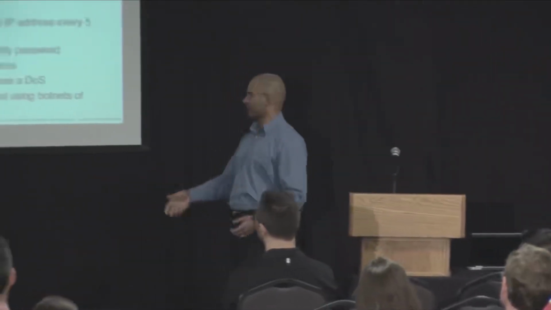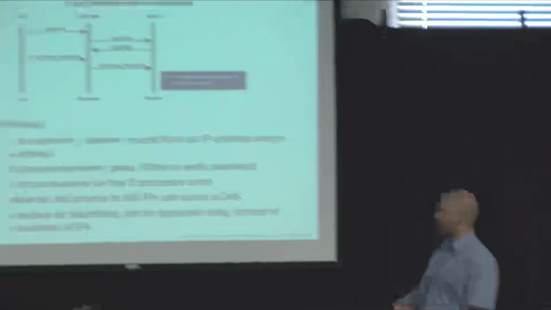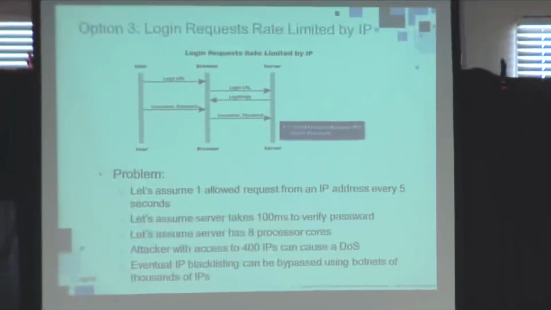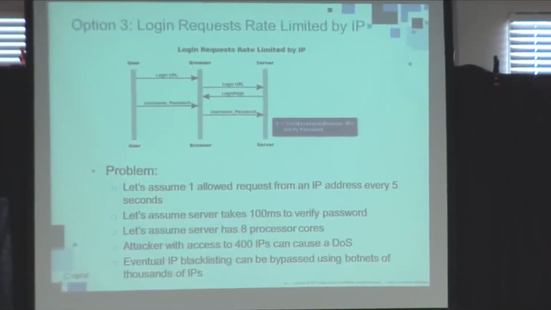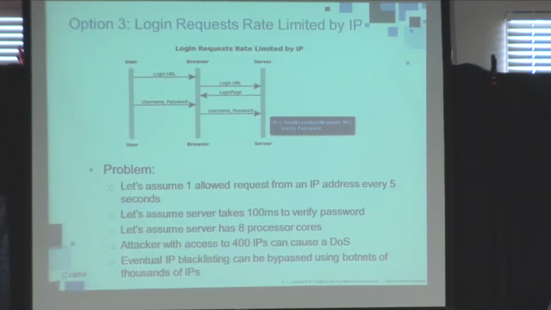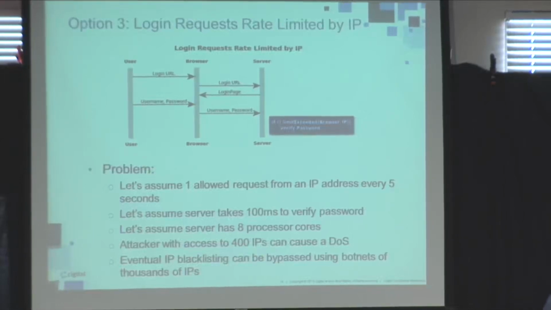Exactly. So, and you don't need a huge botnet. I know that I'm fudging some of the numbers here, but let's just go with it for now. So let's assume you allow one request from an IP address every 5 seconds, which is actually a pretty slow rate. Let's say our server takes 100 milliseconds to verify the password because, well, it's a slow operation. And if the server has 8 cores, an attacker with access to 400 IPs can cause a denial of service. I know I'm fudging numbers here, but that's fine.